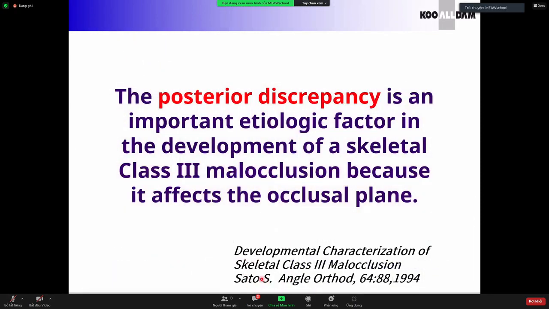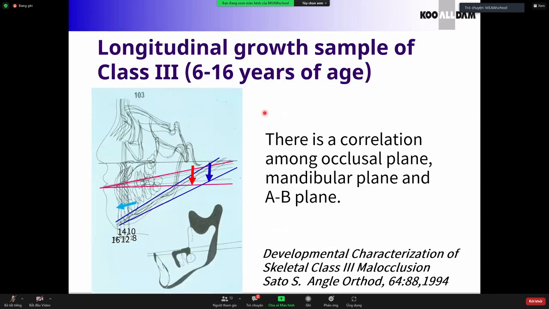Professor Sato said in 1994, the posterior discrepancy is an important etiologic factor in the development of skeletal class 3 malocclusion because it affects the occlusal plane. At that time, many considered class 3 as genetic origin. However, he emphasized the dental factor, posterior discrepancy, is the main cause of skeletal class 3 malocclusion.